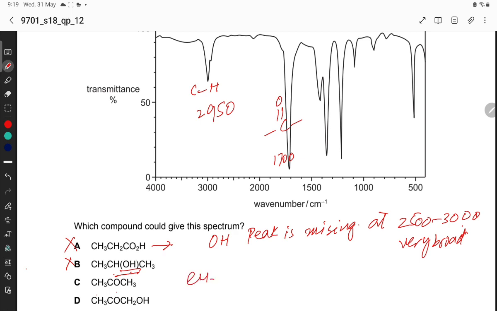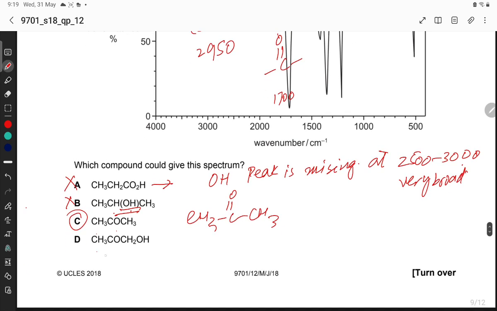CH3 C double bond O CH3: the CH peak is there and the C double bond O peak is there, so it is the correct option. CH3 CO CH2 OH: the OH peak at 3200 to 3600 is missing, so that's why it is also incorrect. The C double bond O peak is present, but the OH peak is missing, so it is also incorrect.